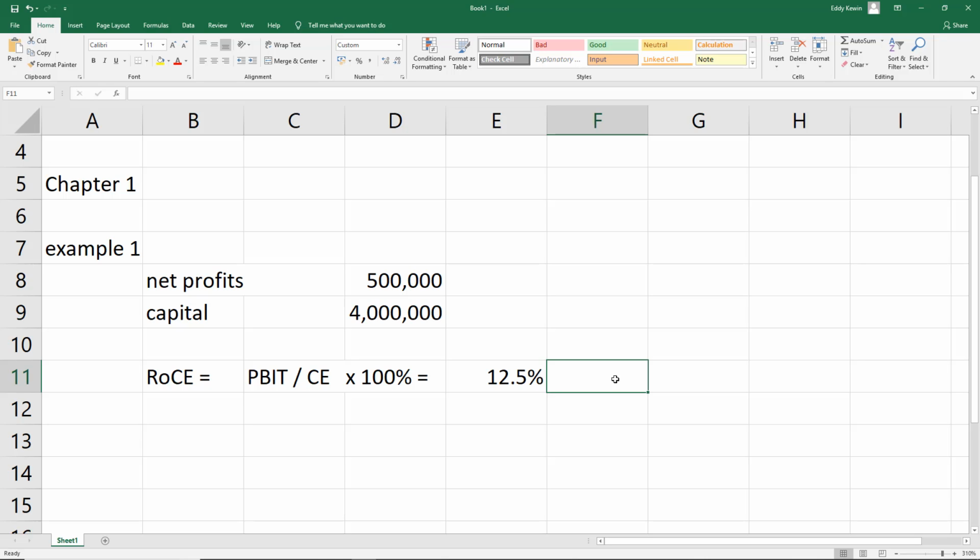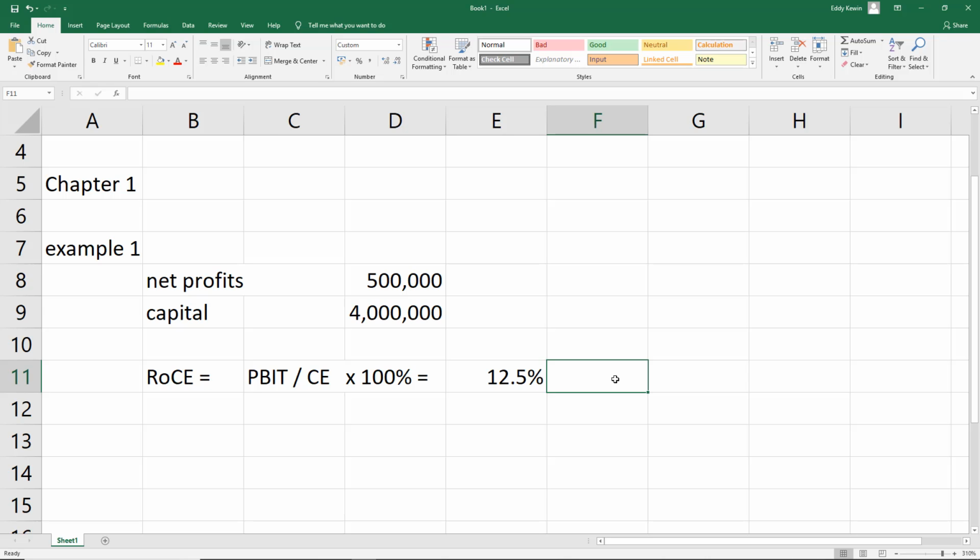Now, I don't know whether that's good or bad, but what I can do is compare that 12.5% return with how much it costs me to actually use the capital. The capital will have a cost, which will be the interest payments and the dividend payments. If those payments are less than this return on capital employed percentage, that now means I make additional retained profits. That's usually quite good performance.